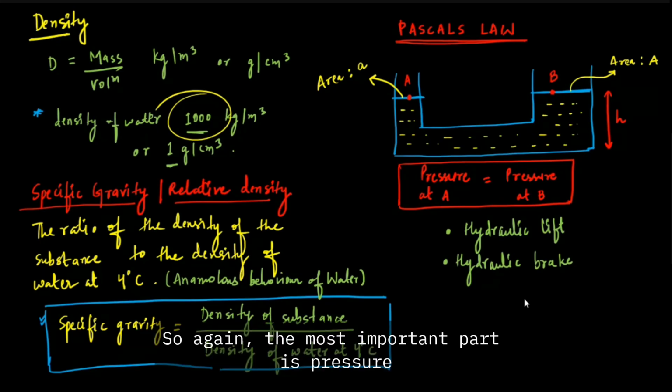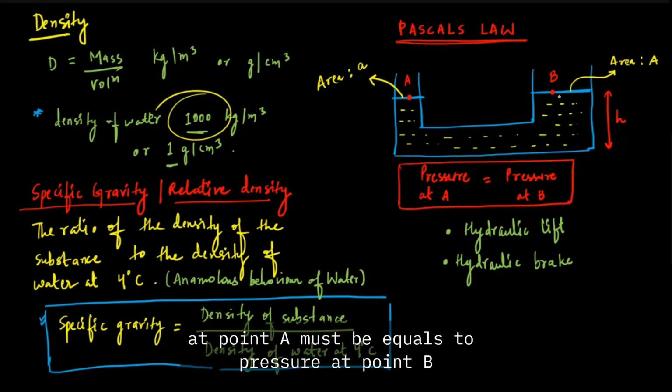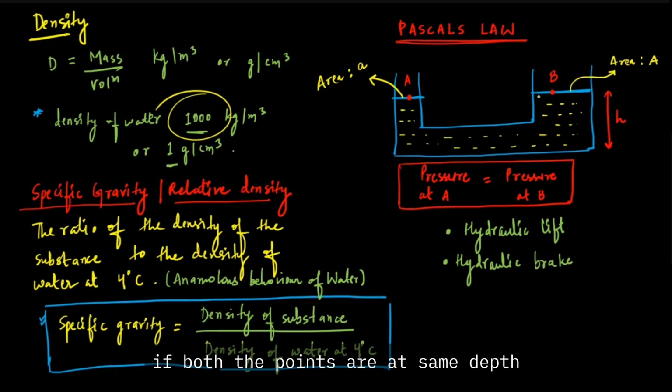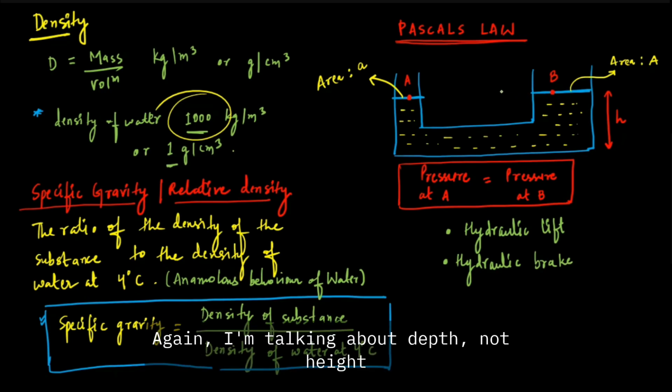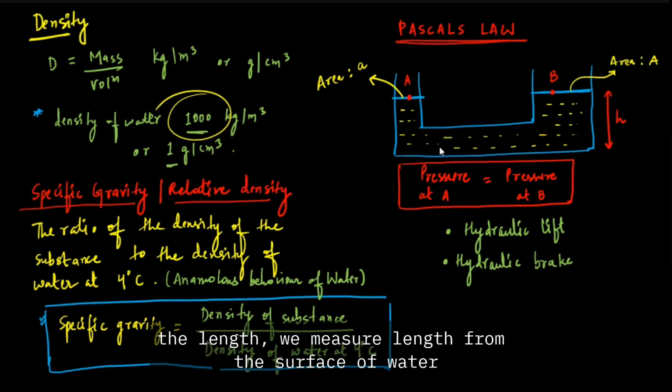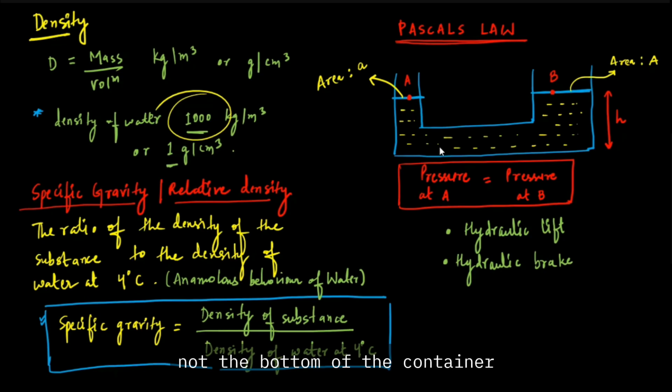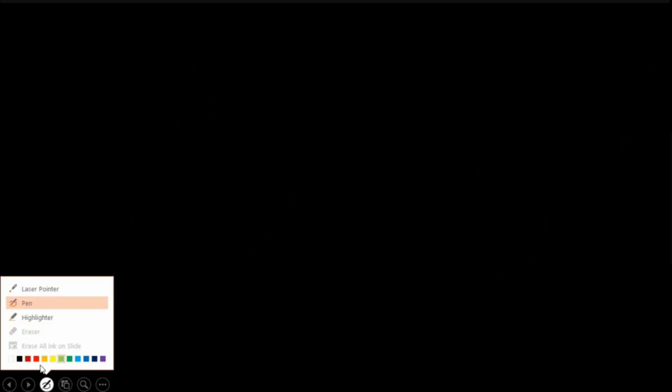So again, the most important part is that the pressure at point A must be equal to the pressure at point B if both the points are at the same depth. Again, I'm talking about depth, not height, because whenever we measure the length, we measure from the surface of the water, not the bottom of the container. That is why it is depth. So let's do a question. This will teach you a lot of things. Try to understand what the question says.